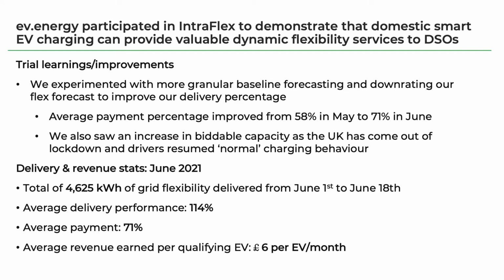So yeah, as an example for June, we had over 4,000 kilowatt hours flexibility between those dates. Delivery performance 114%. So that sounds good, but it's slightly over. We did more than we predicted, but we'd have liked to predict exactly what we would deliver. And so we got a payment of 71% because we weren't totally accurate. But we got average £6 per EV per month. I see some questions, but I'll answer them at the end of the slides. So grab the next slide, please.